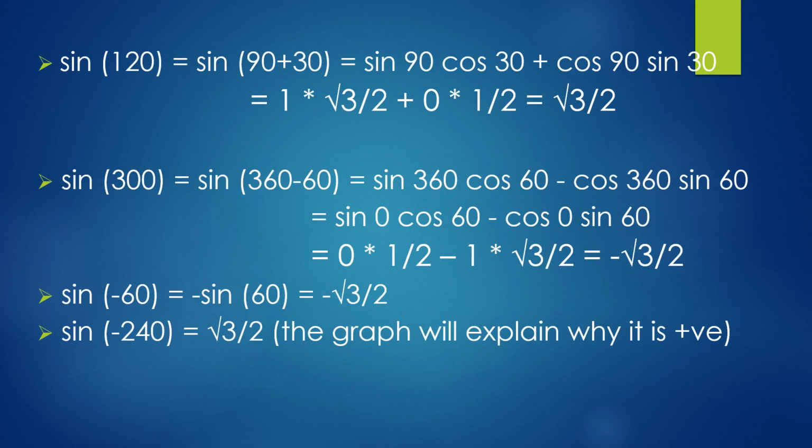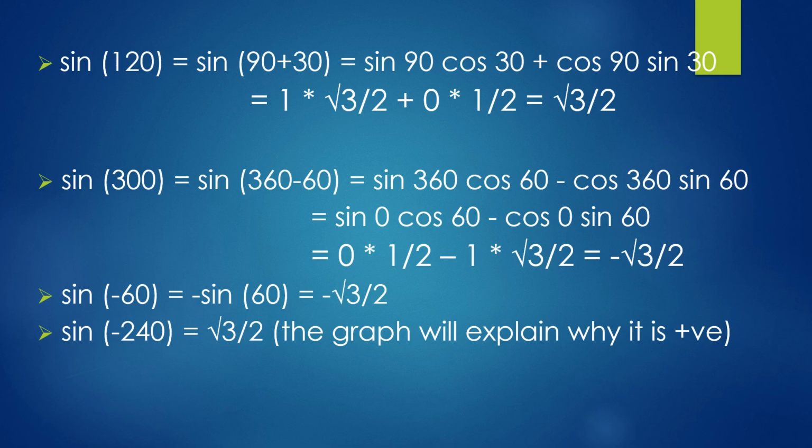Now let's look at the sine of some angles which is greater than 90 degrees. These will be mirror images of 60 degrees. So let's look at sine 120 using the formula. We can do it as sine A plus B, sine 90 plus 30, and with the formula expansion we have it as root 3 by 2.